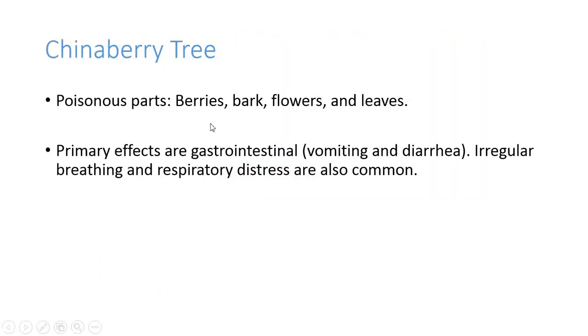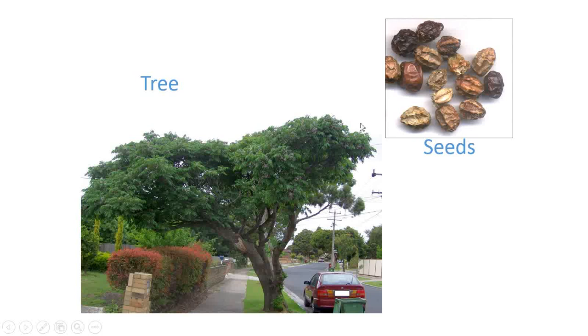Chinaberry tree. Basically all parts of the plant are toxic. The berries, the bark, flowers, and the leaves cause pretty severe GI tract symptoms, and you may have seen these chinaberries. If your dogs chew on these seeds, that's a problem. These little berries fall off the tree and they're everywhere.